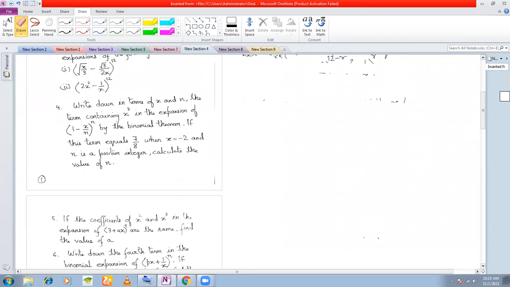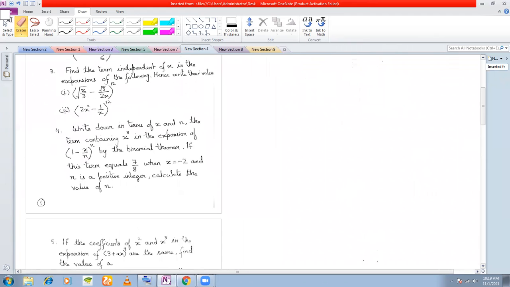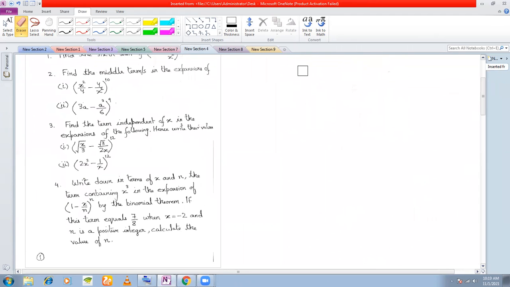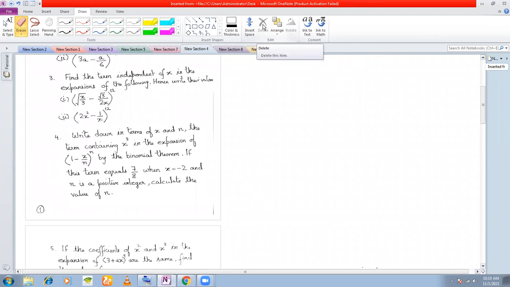Let us attempt the next question. Number 3, 4, yes. Write down in terms of x and n the term containing x cube in the expansion of (1 − x/n)^n by binomial theorem. So which term contains x cube in this binomial expansion? That is what you have to write down, that particular term. And you have a second part. So let's finish the first part.